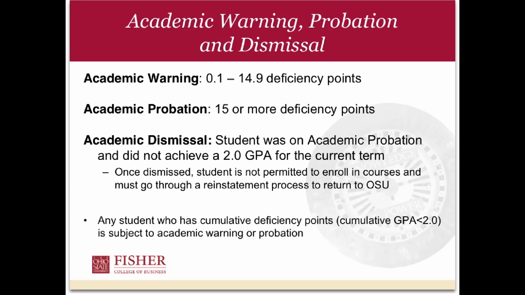Once dismissed, a student is not permitted to enroll in courses at OSU and must go through a reinstatement process to return to the university. Deficiency points continue to carry over from term to term. For example, if a student earns 2 deficiency points in autumn and 2 deficiency points in spring, they now have 4 deficiency points. Any student who has cumulative deficiency points is subject to academic warning or academic probation.